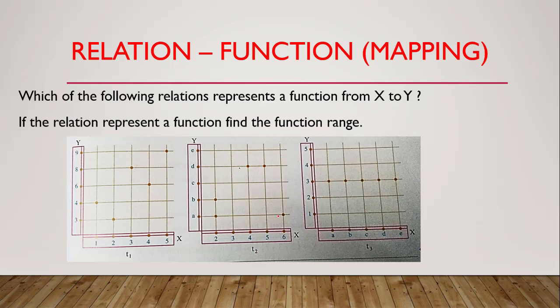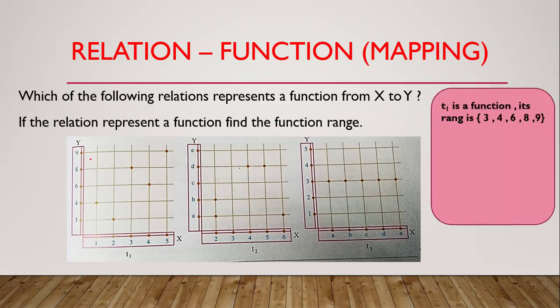In the same way, if you have the Cartesian diagram, look at the vertical lines. Each line should contain one and only one point. Here, for example, 1 point, 1 point, 1 point, 1 point, and 1 point. So this is a function. The range from Y: 3, 4, 6, 8, 9. So number 1 is a function and the range is 3, 4, 6, 8, and 9.